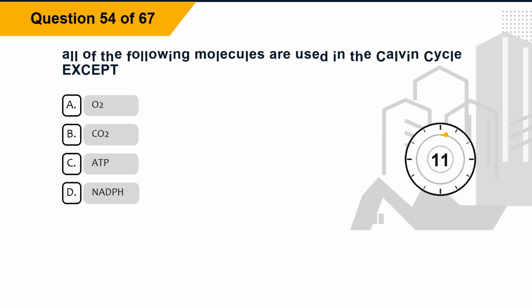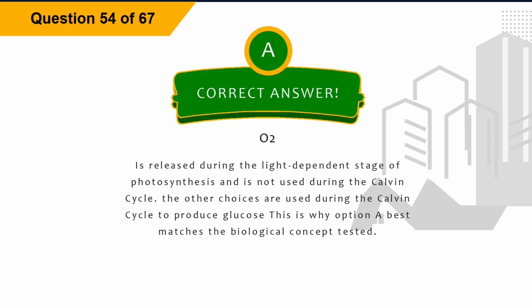Question 54. All of the following molecules are used in the Calvin cycle except: Option A, oxygen. Option B, CO2. Option C, ATP. Option D, NADP. The correct answer is option A, oxygen.